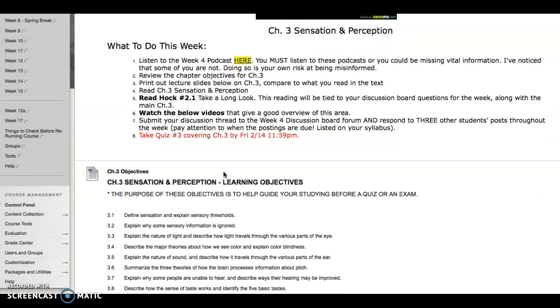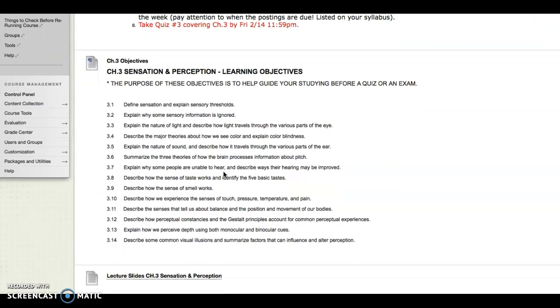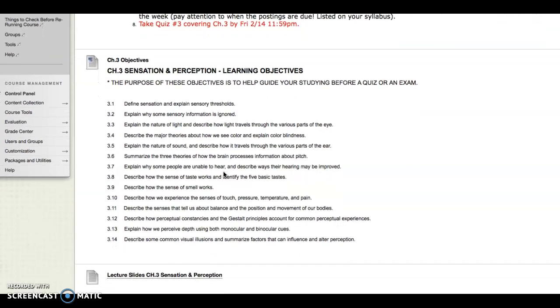So for the learning objectives there, I had somebody ask me this past week, how should we be using these objectives? Are we supposed to answer these questions? And so again, I just want to tell you that these are here for you to use to guide you in knowing the key points of what you should be looking for when you're reading. So these are great objectives for helping you to study for the tests or the quizzes.